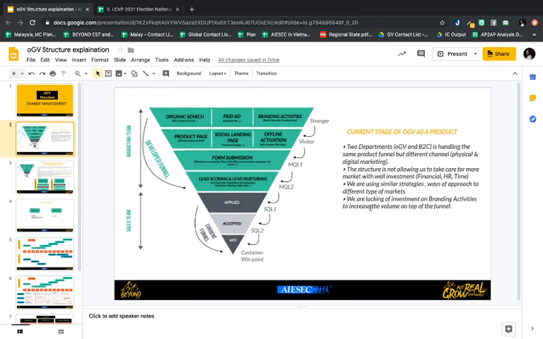Regarding the current stage, for those LCs that have oGV and B2C, we have two departments handling the same product funnel but with different channels, for example physical marketing and digital marketing. As you all know, this area is handled by oGV, and this one is handled by B2C. But for me as a product head, when you have two teams handling the same product but different channels, somehow it's misaligned in terms of whether you can optimize that funnel or maximize its capacity or not.